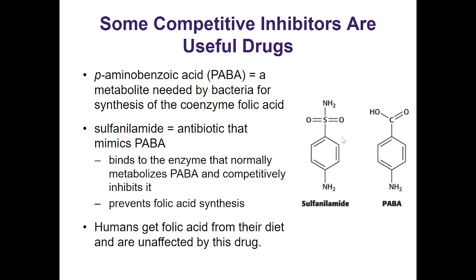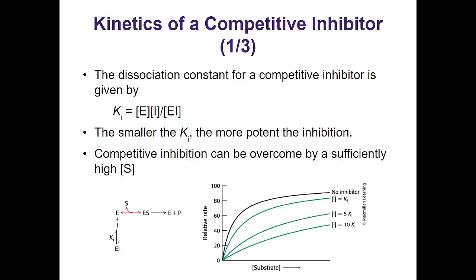Okay. So what's going to happen here is this is going to bind the enzyme that would normally metabolize the PABA and effectively inhibit it. This will prevent folic acid synthesis. Humans get their folic acid from their diet rather than synthesizing it ourselves. So we don't really care, right? Sure, give us sulfonamide. I don't care. I'm just going to get it from something else. But for bacteria, this is usually a major deal because they are going to synthesize their own. Okay? They do not typically get their folic acid from their diet, at least not the majority of it.